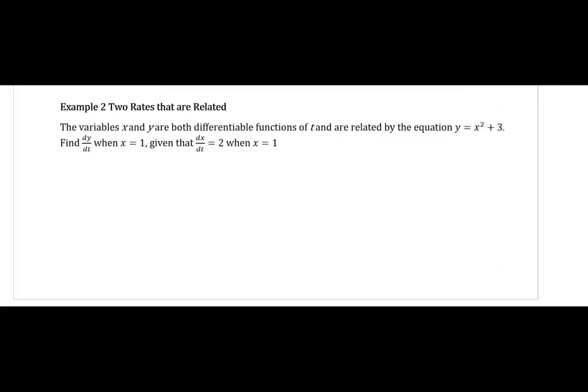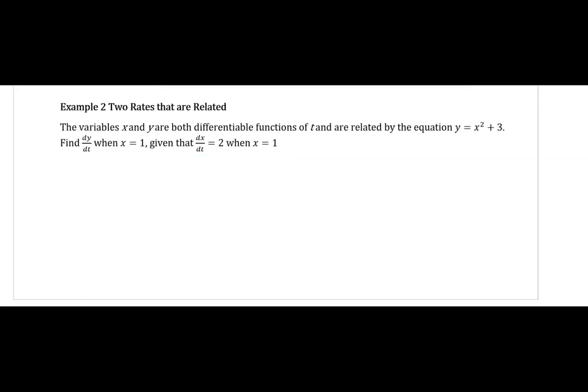Example 2 tells us that the variables x and y are both differentiable functions of t, which automatically tells us that we will have a dy/dt and a dx/dt. They go on to tell us that these variables are related by the equation y is equal to x squared plus 3. We're being asked to find dy/dt when x is equal to 1, and we're given some extra information that dx/dt is 2 when x is equal to 1.